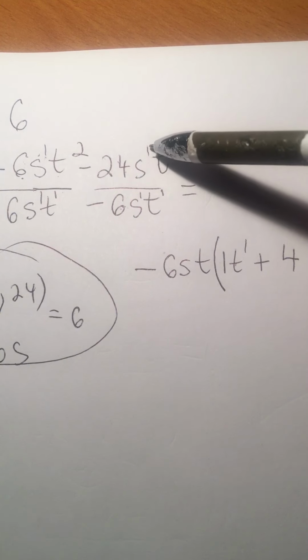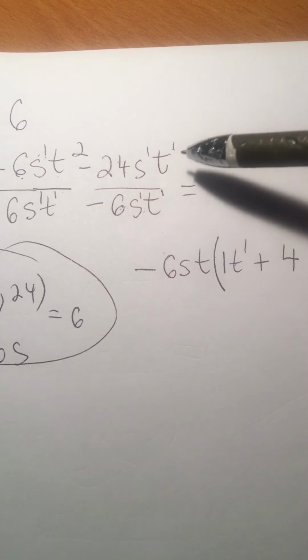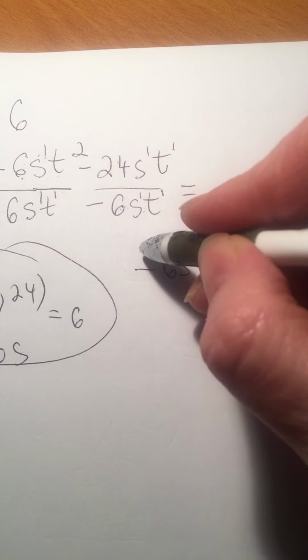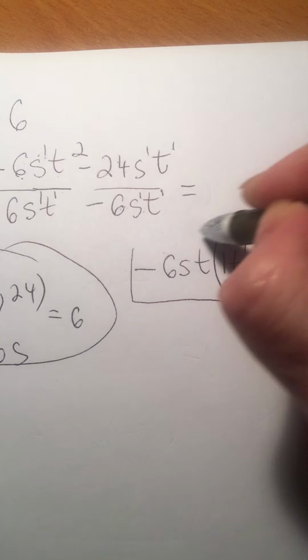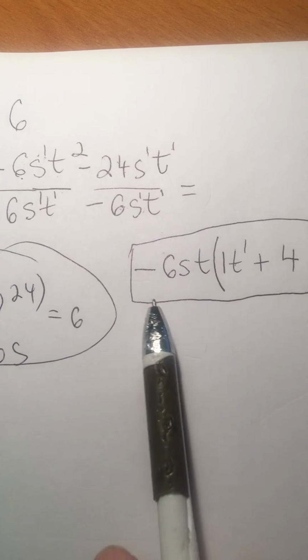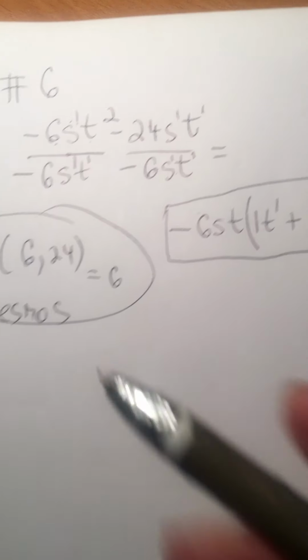Now, if you look at the S's, they cancel because they're identical. These cancel. We are done. So our final product, that's our final product. All right, number 7.